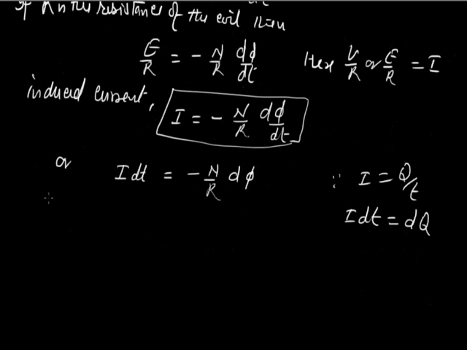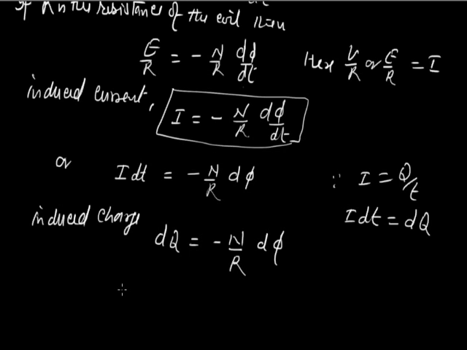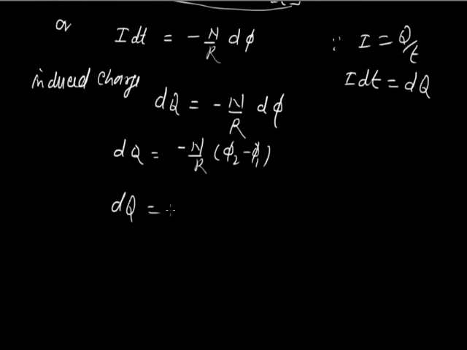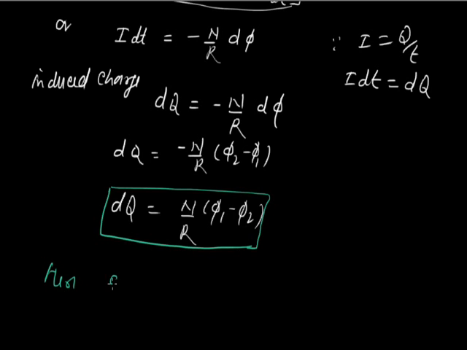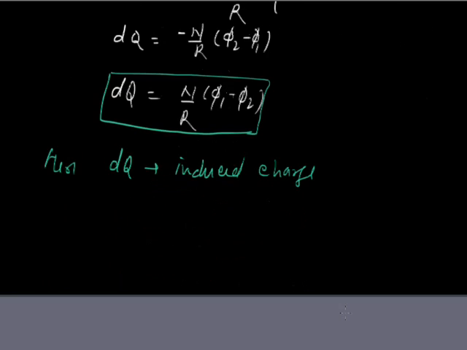Induced charge dq is minus N upon R into d phi, or dq is minus N upon R into phi 2 minus phi 1. We can also write induced charge dq is N upon R into phi 1 minus phi 2. Here dq is the induced charge in the coil or solenoid.